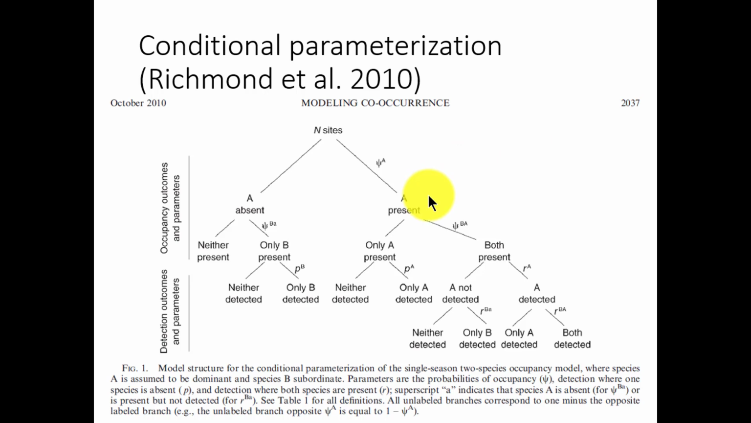The first level of the hierarchy represents the presence-absence of the dominant species. The second level represents the presence-absence of the subordinate species, conditional on the presence of the dominant species. And the lower branches represent the conditional detection probabilities for the species.